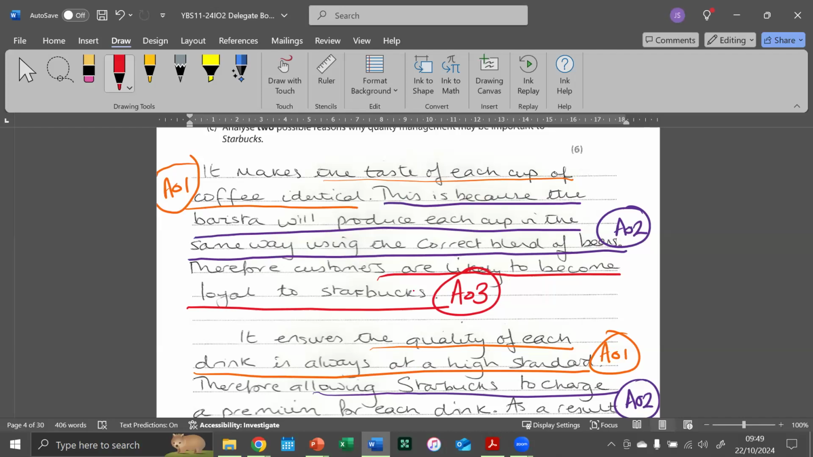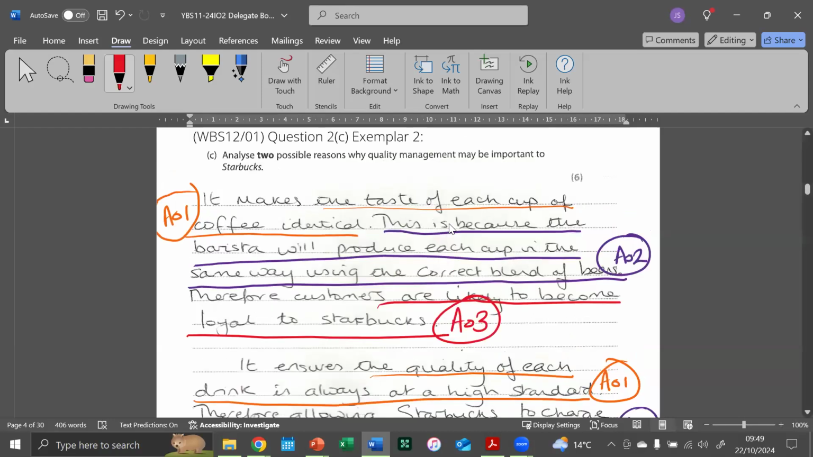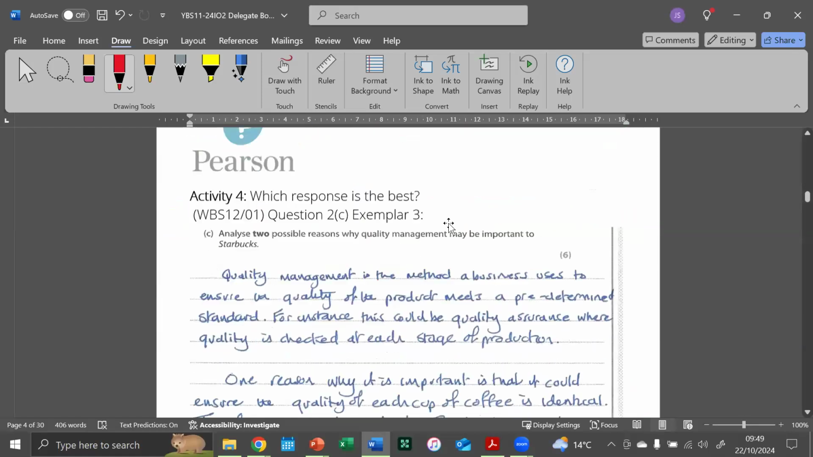They have developed the idea of homogenization, yeah? And the skill that I am awarding there is the skill of application. Barista, correct blend of beans. It's not double counting. It is giving you something different than saying each cup of coffee is identical, therefore they are the same. I would take that as a double count, okay, take that as a repeat, but I think that second one gives something different, okay? And then we move on to our third exemplar, okay?